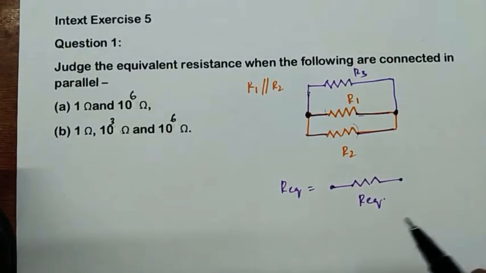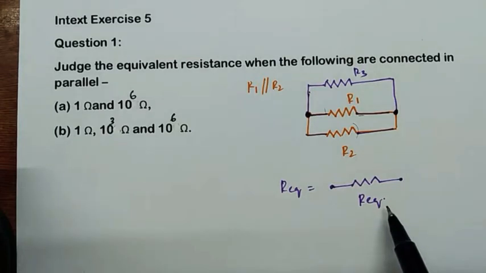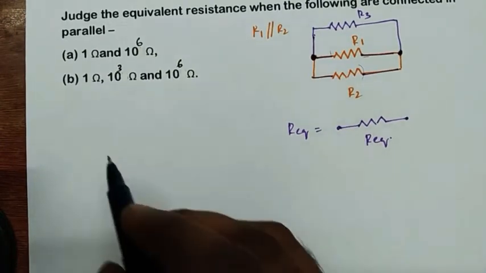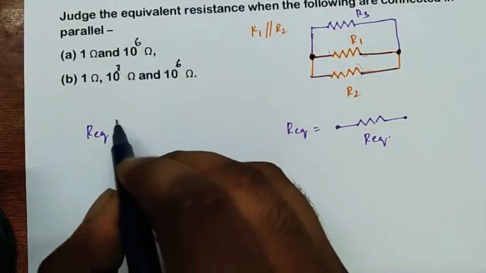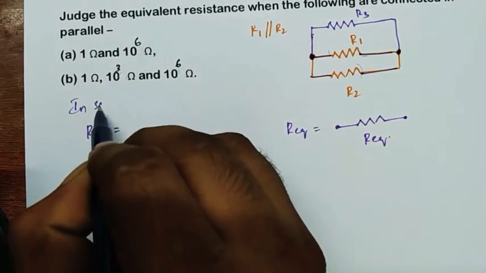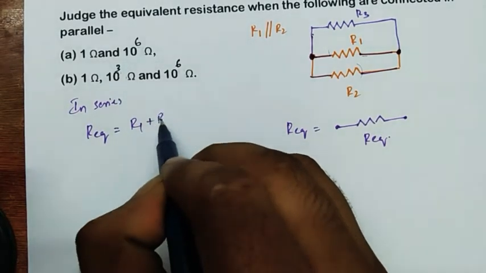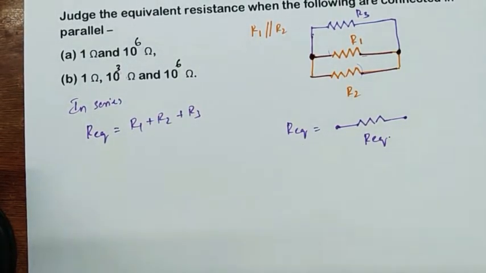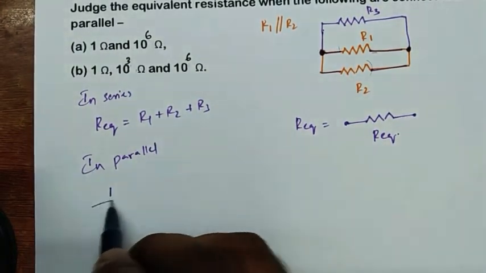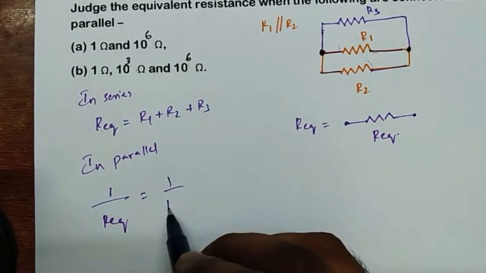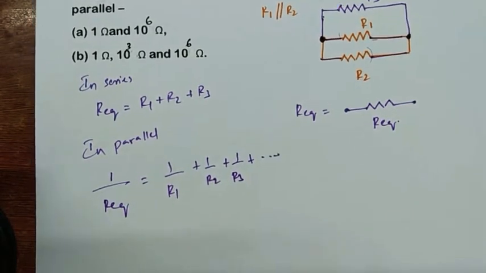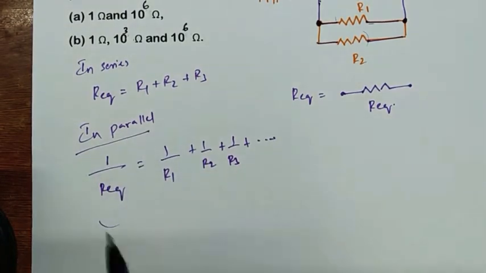Okay, so then is R equivalent equal to R1 plus R2 plus R3? No, that is in series. In series, R equivalent is equal to R1 plus R2 plus R3 and so on. In parallel cases, we have a different formula: 1 by R equivalent is equal to 1 by R1 plus 1 by R2 plus 1 by R3 and so on. So this is the parallel connection.